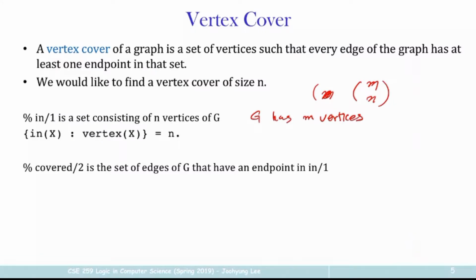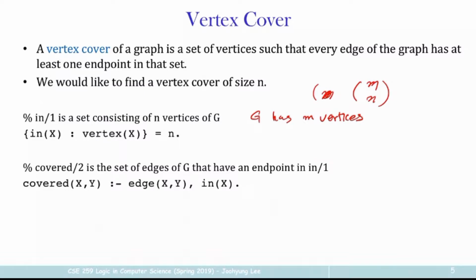The next one is we are going to define the concept of covered. Okay, this is the set of edges that have an endpoint in in. Okay, so we'll say some edges are covered. How do we define that the edges are covered? Okay, so first we write it this way. Okay, what that means is if we chose this x, right, as a vertex, and if x is connected to y by an edge, right, then this edge is covered.